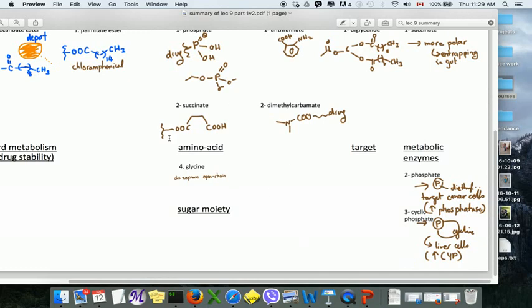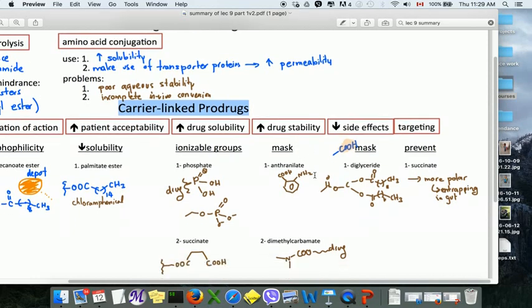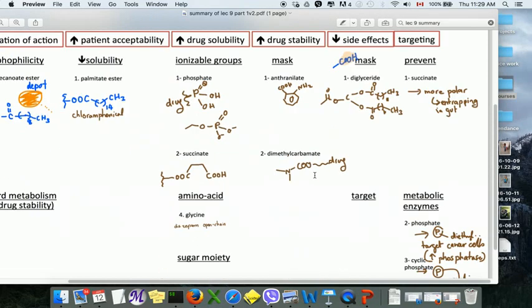This one is included heavily. It's a lot of marks in this one. But the other part of it is not included that much: the bioprecursor. Here we're talking about the carrier-linked prodrugs. This is a huge part of the exam. The bioprecursor is not important. I don't really remember if I included something of it in the exam, but it will not be much.